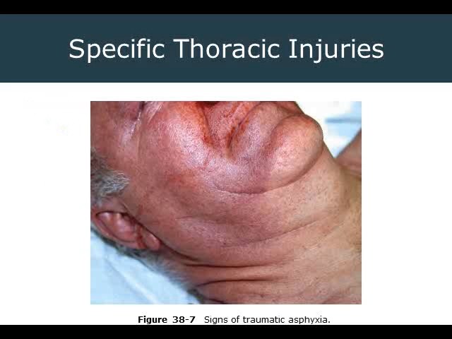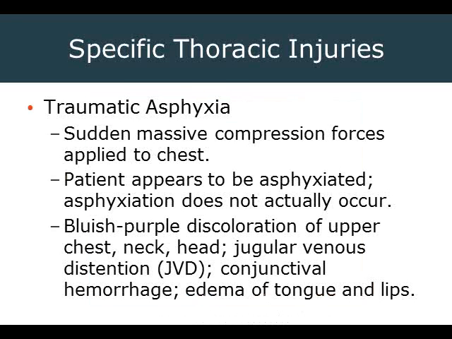Traumatic asphyxia. Traumatic asphyxia is the sudden massive compression to the chest. And you will see this guy has all kinds of petechial hemorrhages right up there in his face, almost this purple tone to it. It's almost from like that crease in his chin. You can see that there's a line of demarcation there where he's got definitely some difference in skin tone there. So we have this massive compression. The patient appears to be asphyxiated, although the asphyxiation did not actually occur.